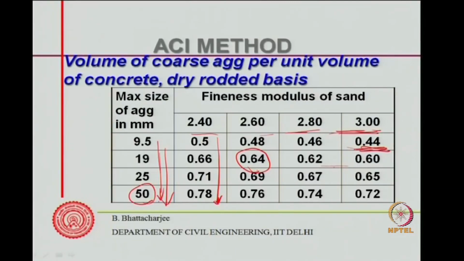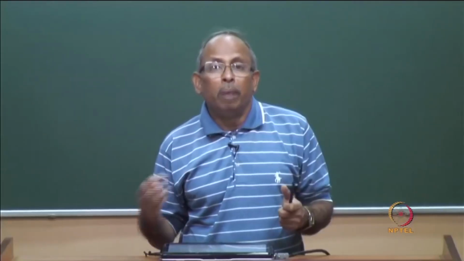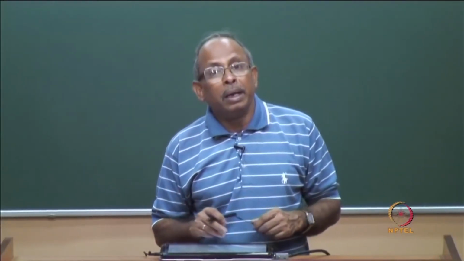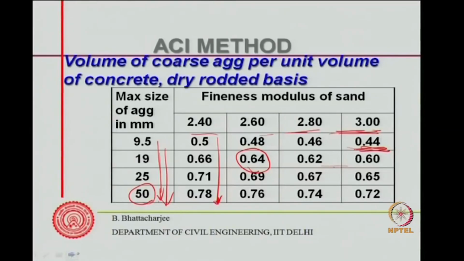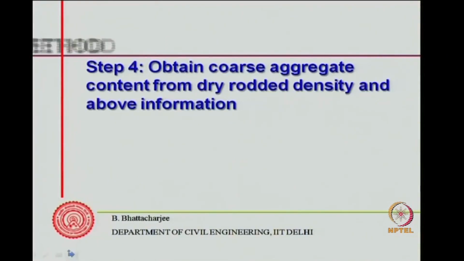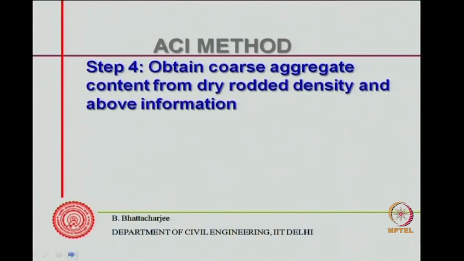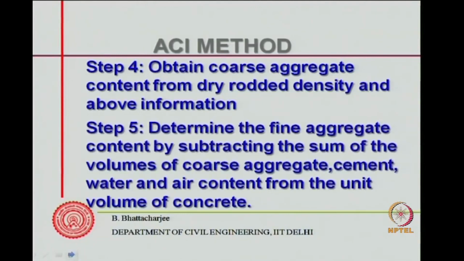So in 1 meter cube, dry rodded density gives you how much solid aggregate would have gone. If you multiply by this fraction, that much will be the coarse aggregate content in the concrete. So obtain the coarse aggregate content from dry rodded density and the above information, that percentage that you have got, and then determine the fine aggregate content by subtracting the sum of the volumes of coarse aggregate, cement, water and air content from the unit volume of concrete.